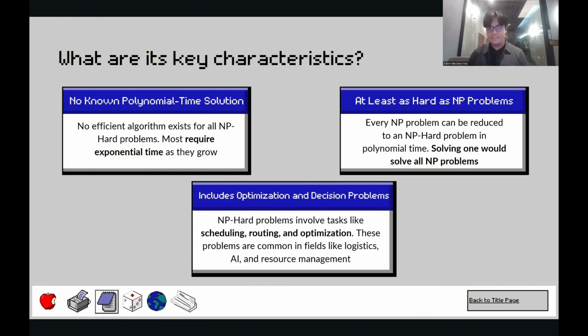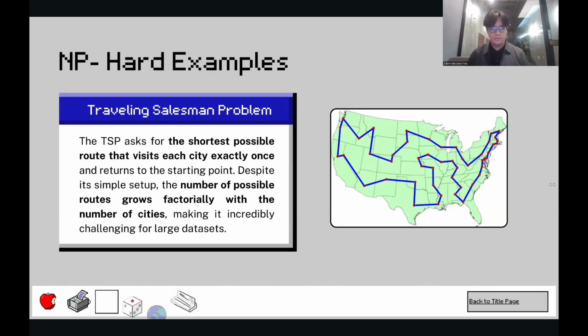And lastly, these types of problems are included in optimization and decision problems, where they're most commonly seen in scheduling, routing, and optimization tasks. These are very important tasks because they are found in many industries, such as logistics, AI, and resource management. All right, moving on. Here is one example of an NP-hard problem, which is the traveling salesman problem. Here, we are given the task to determine the shortest possible route that visits each city exactly once. And as simple as it looks at first, where we only have a very small number of nodes, this problem grows really, really big, really quickly.